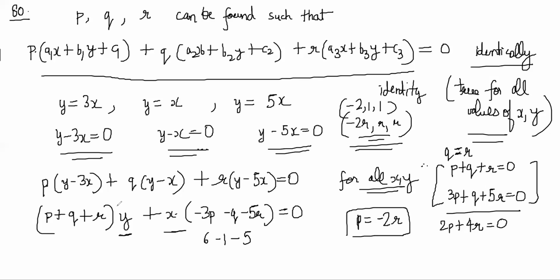So what we are getting is, because the lines were concurrent, you were able to find p, q, and r such that this into this plus this into this plus this into this is equal to 0 for all x and y.